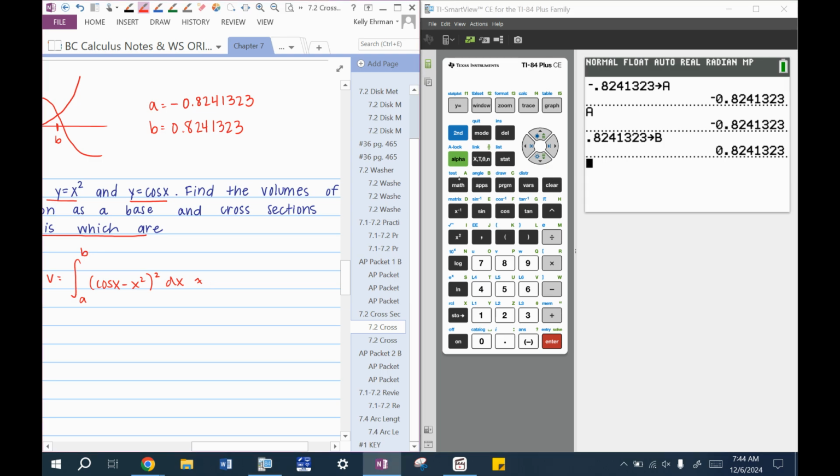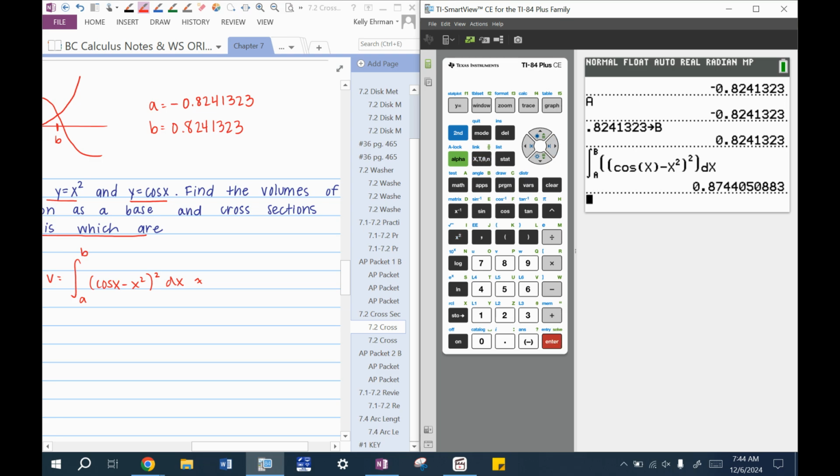All right, so that means that I can go math 9 alpha A to alpha B. So those are the 2 decimals. And then it was parentheses cosine x minus x squared, parentheses squared. So this first volume is 0.874.